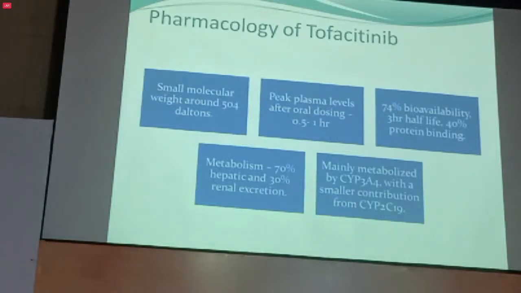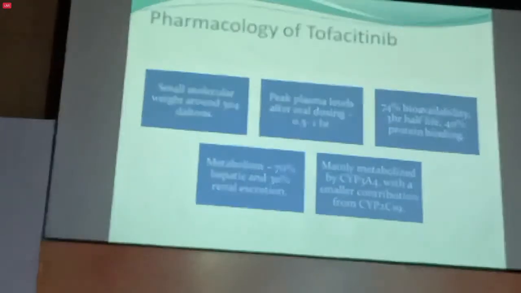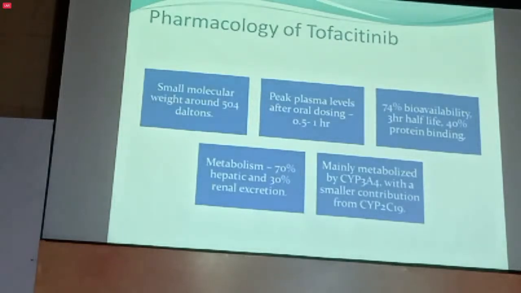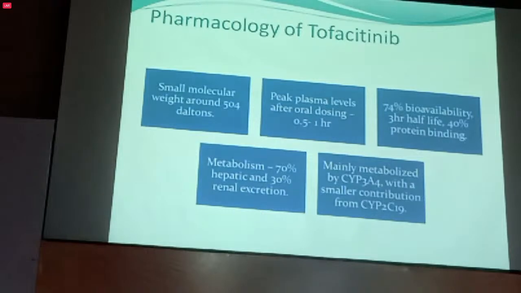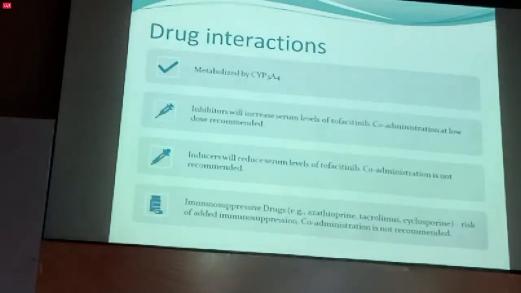So it's a small molecule with a molecular weight of 504 daltons. The peak plasma levels are achieved in about 0.5 to 1 hour. It is 74% bioavailable, the half-life is 3 hours and there is 40% protein binding. The metabolism is hepatic in 70% and 30% is renal excretion. It is mainly metabolized by CYP3A4 and there is less contribution by CYP2C19, like what we were discussing yesterday. So it is metabolized by CYP3A4.